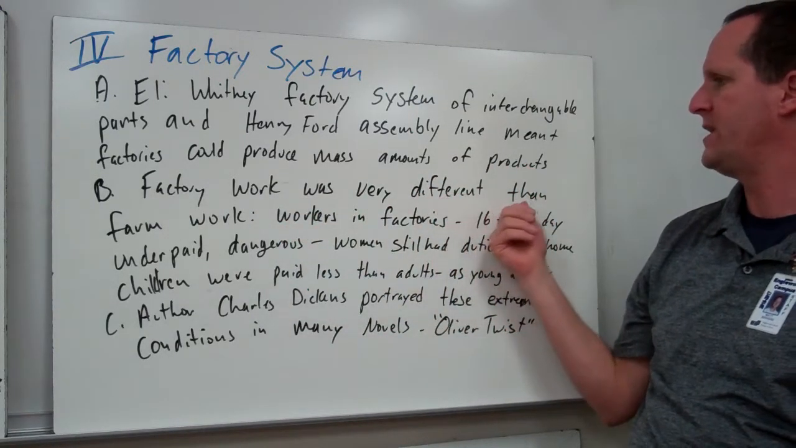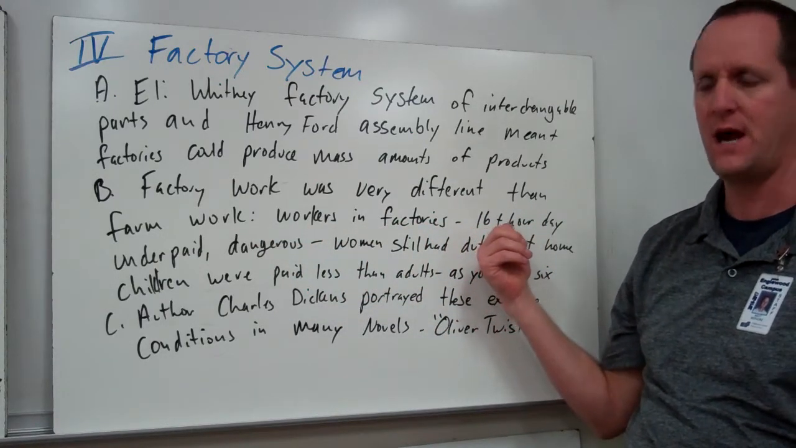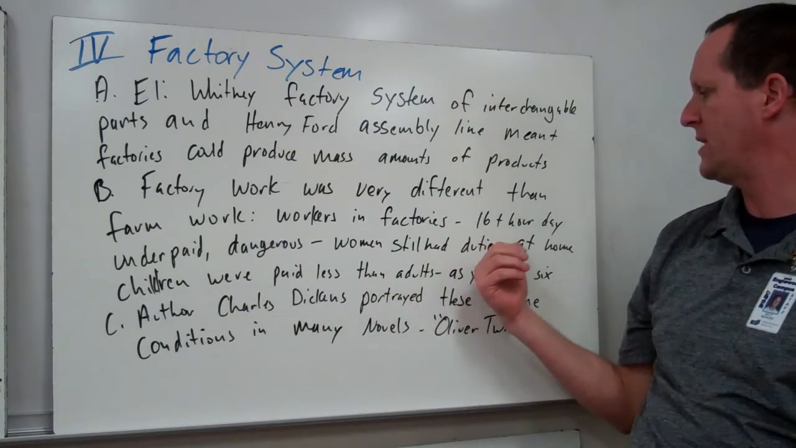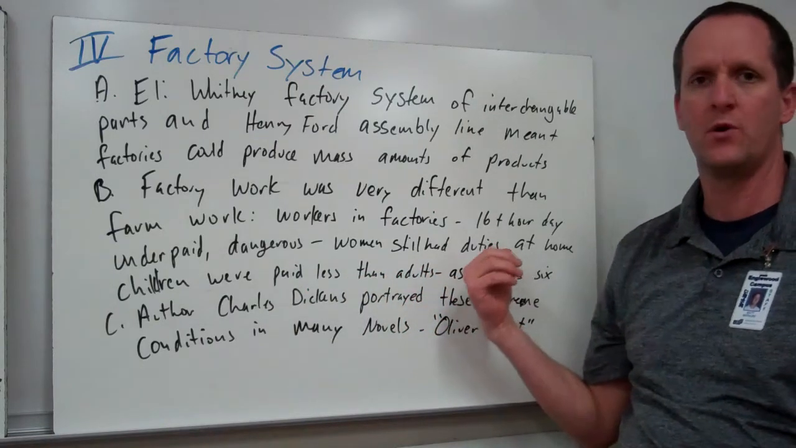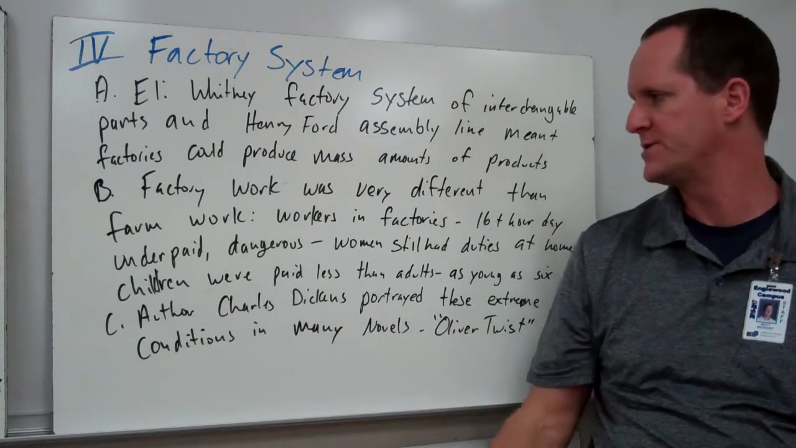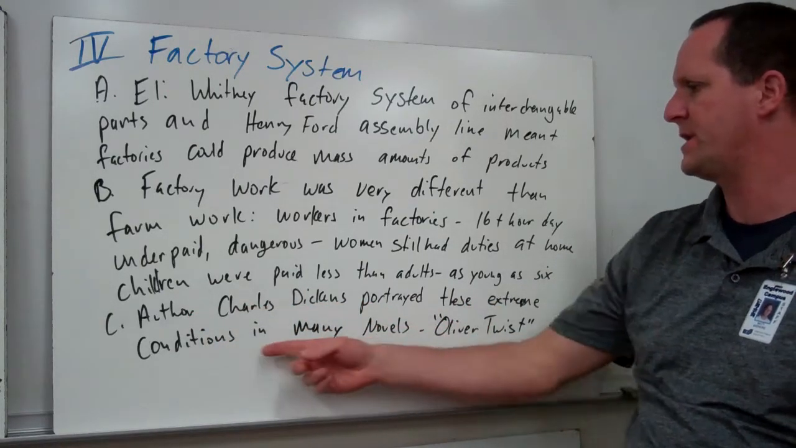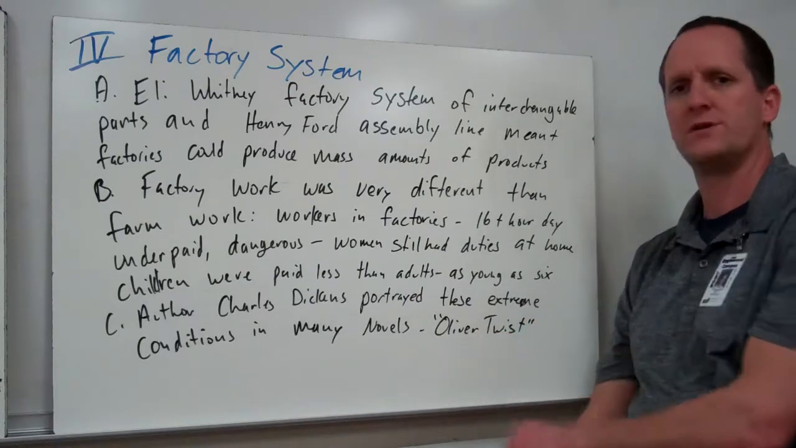Factory work was very different than farm work. Workers in factories: 16-hour days, underpaid, dangerous. Women still had duties at home. Children were paid less than adults. Some worked as young as 6 years old. Very dangerous work. The author Charles Dickens portrayed these extreme conditions in many of his novels, and one of them, for example, is Oliver Twist.